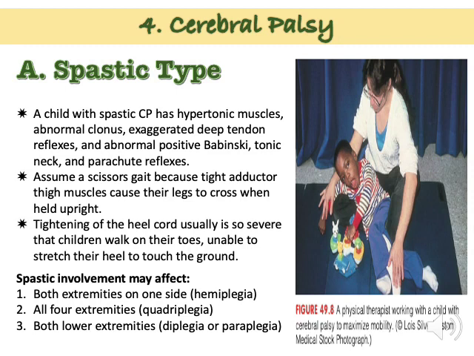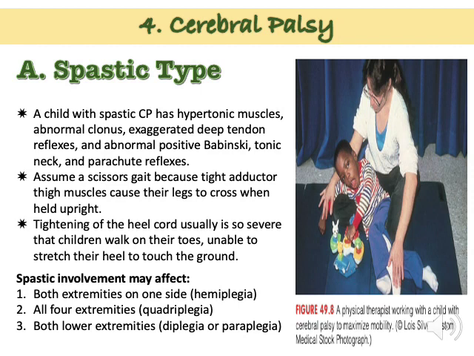Also, these children assume a Caesar's gait because the tight adductor thigh muscles cause their legs to cross when they are held upright. This problem can lead to subluxation of their hips. Also, there is tightening of the heel cord. It is usually so severe that children walk on their toes. They are unable to stretch their heel to touch the ground. They cannot walk in coordination.